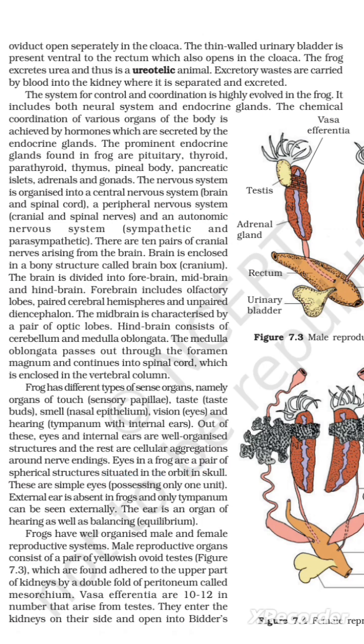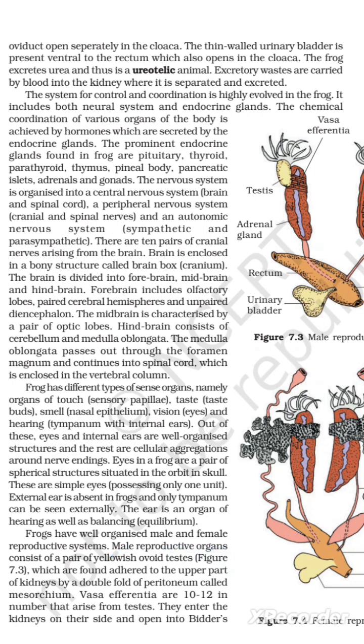Eyes in a frog are a pair of spherical structures situated in the orbit of the skull. These are simple eyes possessing only one unit. External ears are absent in frog and only the tympanum can be seen externally. The ear is an organ of hearing as well as balancing, equilibrium. Frogs have well organized male and female reproductive systems.